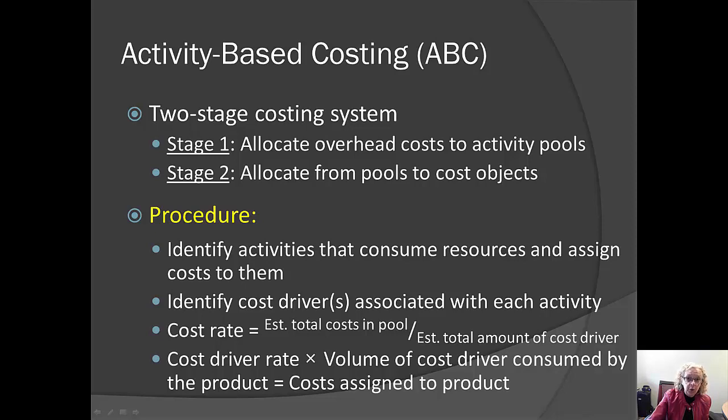Then, when we want to assign costs to various cost objects, we need to take the driver rate and multiply it by the amount of the cost driver that was used by a particular cost object. Say, how much was used by a product. And that will give us the amount of the costs from that pool to be assigned to that cost object.